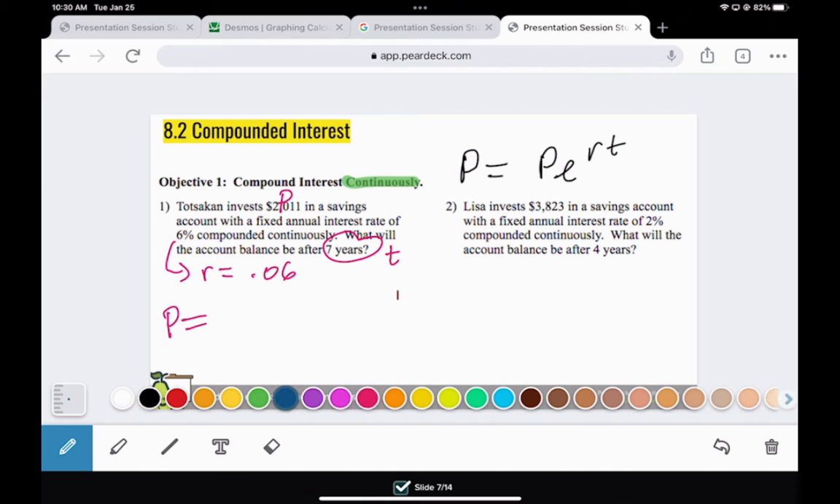So plug it in. A equal to 2011 times E to the power of 0.06 times 7. Put it in your calculator or Desmos and do this along with me so that you know how to type this in. So I would do this and see what we get, 0.06 times 7. Okay, so I have 3060.66.